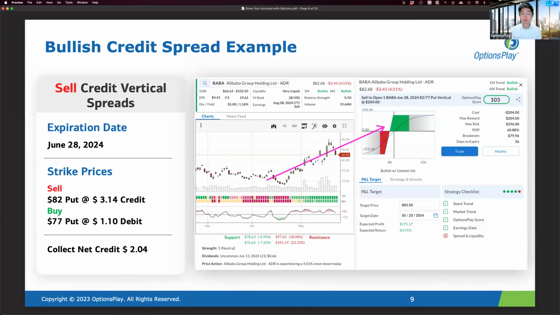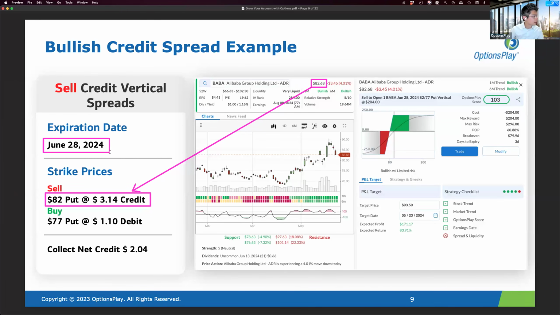So I'm going to walk you through the construction of this credit spread right now, and then we're going to come back to understanding why I chose these specific expiration dates, strike prices, and the construction of the trade. So at the time, Alibaba was trading at about 82 and a half or so. What I'm doing in this particular case is I'm going to sell an at-the-money put option, an $82 put option, and I'm going to go out to the June 28th expiration, which is roughly 45 days from expiry. I'm sorry, it was at the time 36 days from expiry.